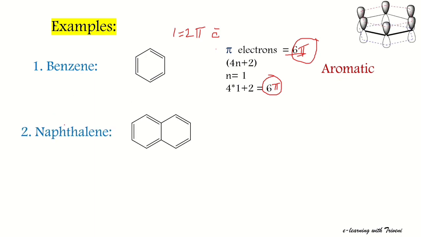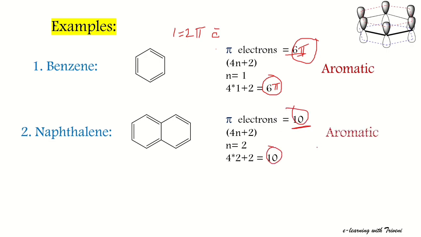Next example, naphthalene. In naphthalene, the pi bonds: 1, 2, 3, 4, 5. Totally 5 pi bonds are there. 1 pi bond is equal to 2 pi electrons, so the total is 10 pi electrons. When you apply the 4n plus 2 rule, here 2 rings are present, so n is equal to 2, and 4 is multiplied by 2. 4 twos are 8, plus 2, totally 10. The value is 10 and there are 10 pi electrons. That is the reason naphthalene is aromatic.